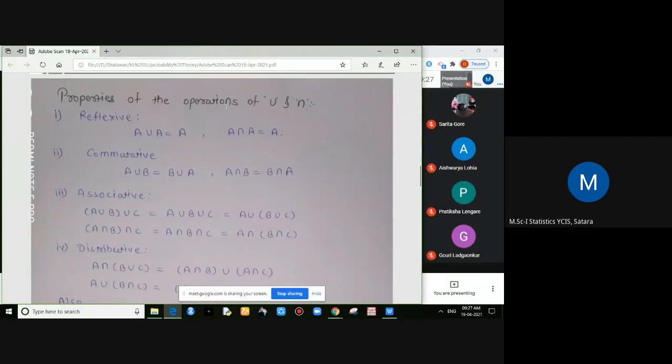Properties of the operations of union and intersection. These properties you have also studied in BSc 1, we are just revising them.